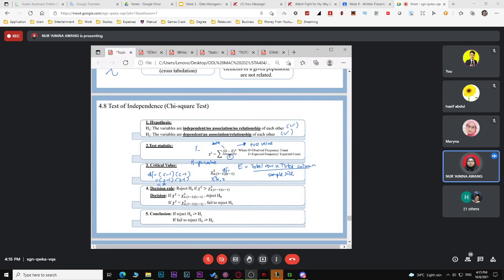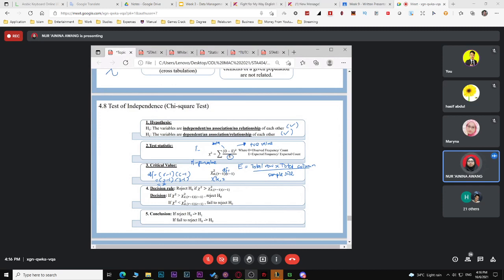Either one is fine. But for the conclusion, only apply it on the test of independence, where you can directly look. Reject, this is your conclusion. Fail to reject, this is your conclusion. So for ANOVA or population mean, you still say there is enough or not enough evidence. So that is the step for how to answer the question for test of independence.